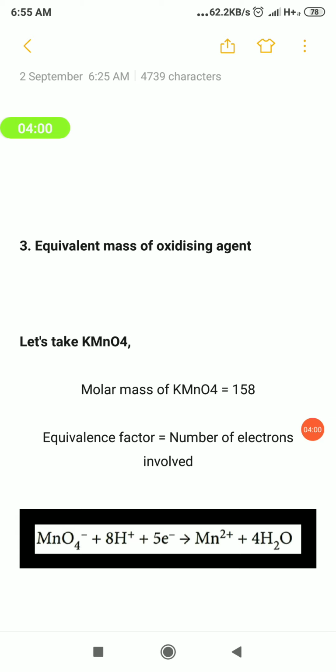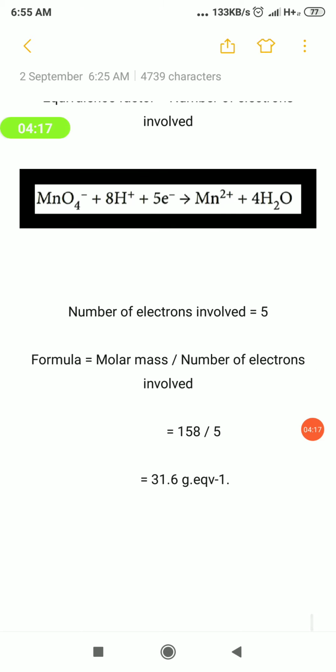For oxidizing and reducing agents, the equivalence factor will be the number of electrons involved. Here the number of electrons involved is 5, and the molar mass of KMnO4 is 158. So 158 divided by 5, and the equivalent mass will be equal to 31.6 gram per equivalent. So with this, the equivalent mass concept is over.